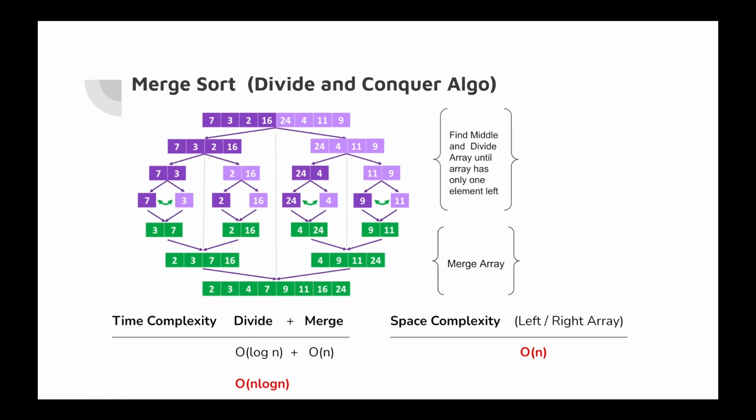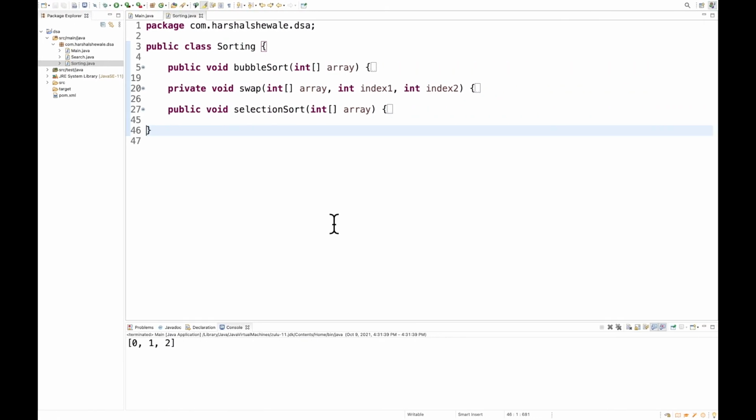Okay, now let's move to the implementation. Although this merge sort seems a bit complex, the implementation is quite easy, because we are going to use recursion, and we have only two steps: divide the array and merge the array. So let's move to the implementation. Cool. Okay, we have seen up to selection sort. So let's create one method.